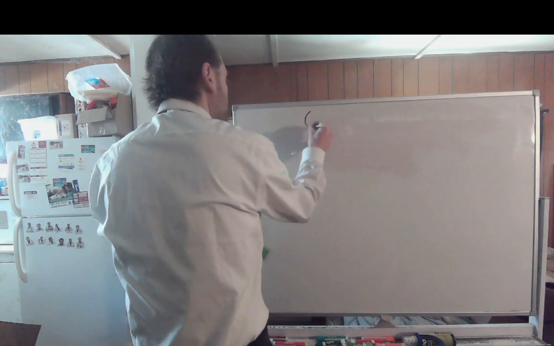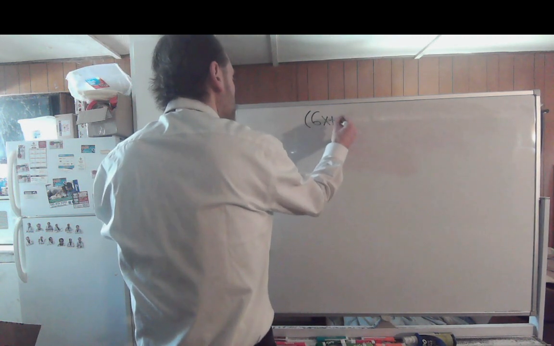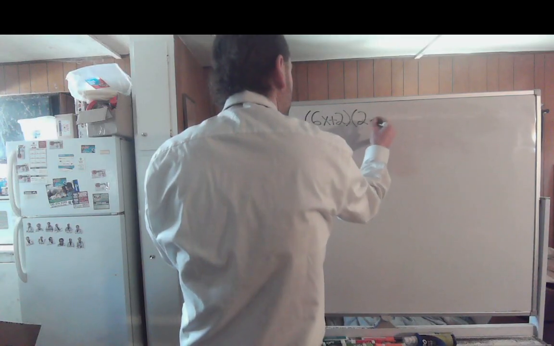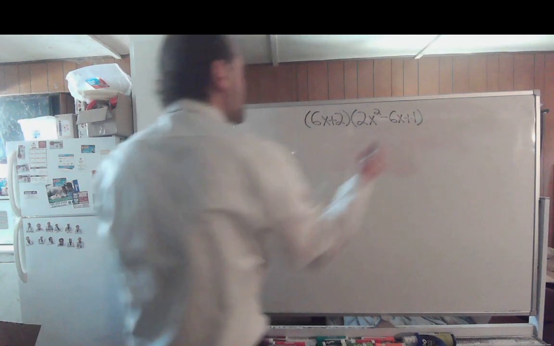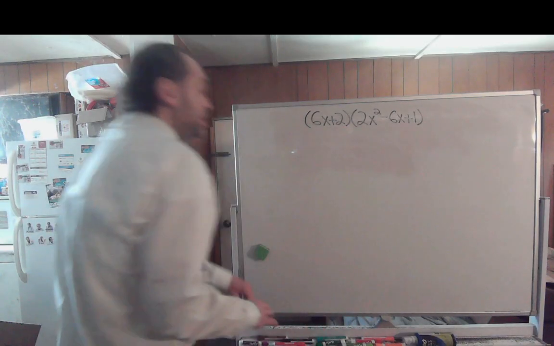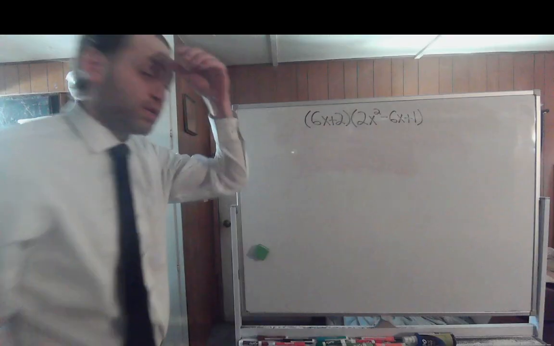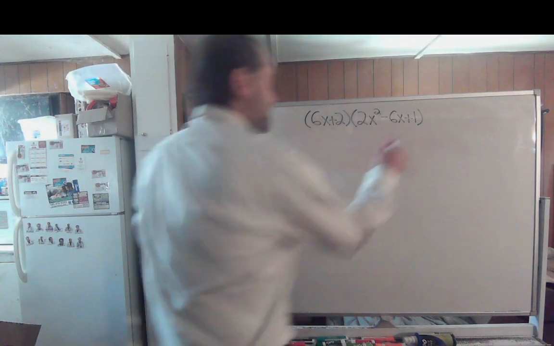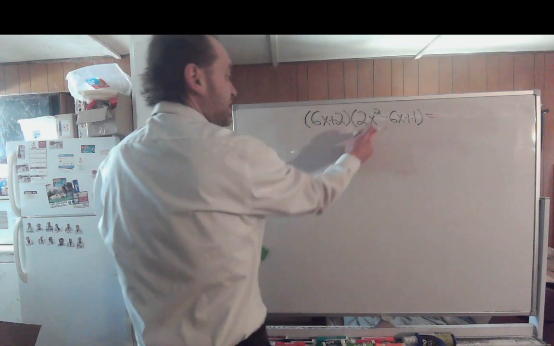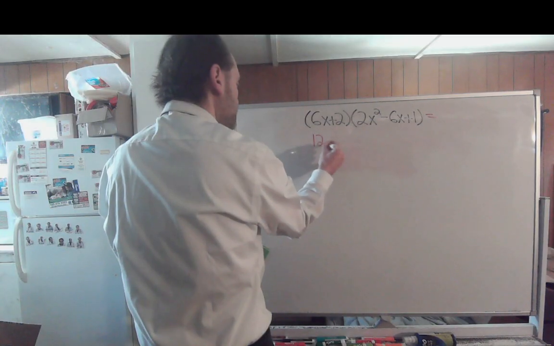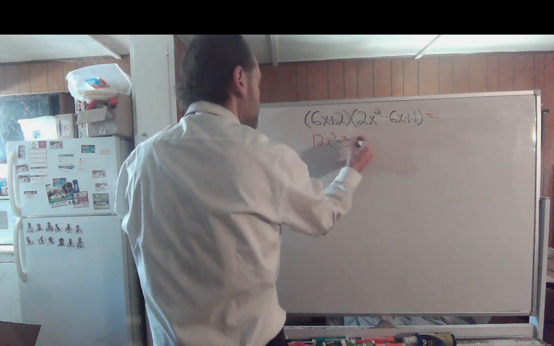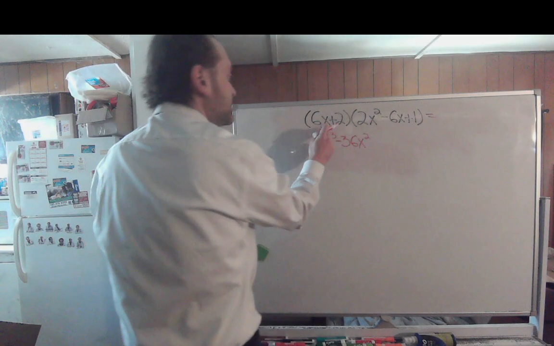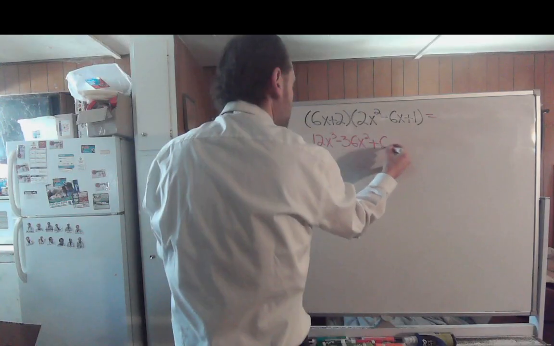Now let's level it up a bit. We have 6x plus 2. We have that quantity times a trinomial of 2x squared minus 6x plus 1. So we got the quantity of 6x plus 2 times the quantity of 2x squared minus 6x plus 1. Again, let's go ahead and FOIL this out, right? So 6x times 2x squared, that would give you 12x to the third. Then we have 6x times negative 6x, so that'd be minus 36x squared. Then 6x times positive 1, that's just plus 6x.